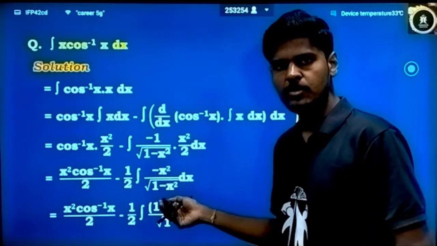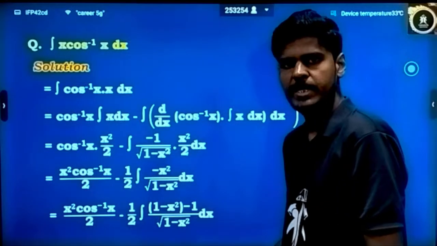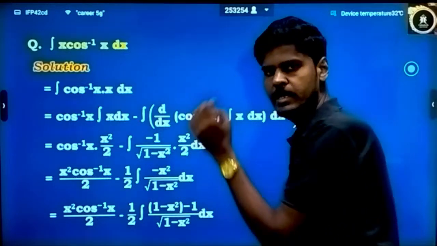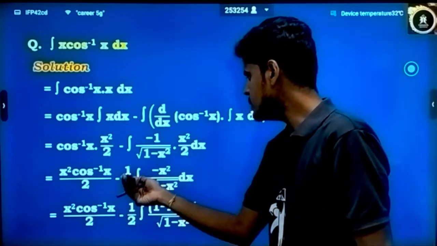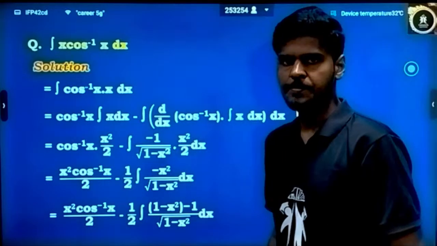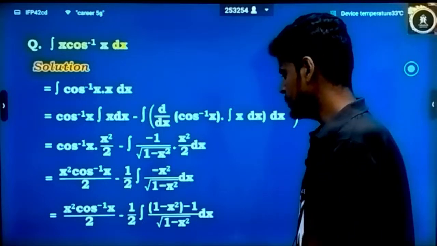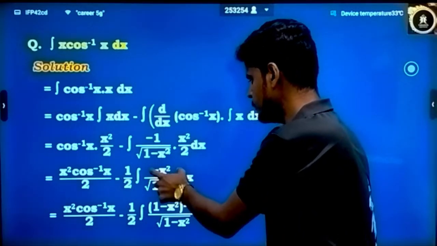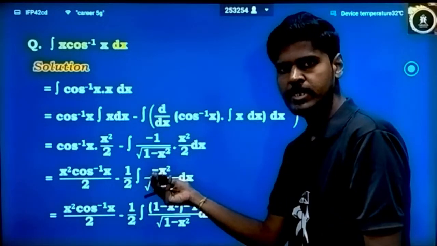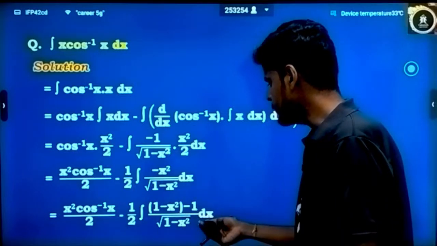Simplify, make this term simpler. We can convert this expression in the numerator so that it is manipulated into standard integral forms. So that means we can write this as minus half into integral of, we can add and subtract 1. That means we will get the denominator in the numerator. So when we add 1 minus x square divided by root of 1 minus x square, this term will be root of 1 minus x square minus, we will have 1, so 1 by square root of 1 minus x square.